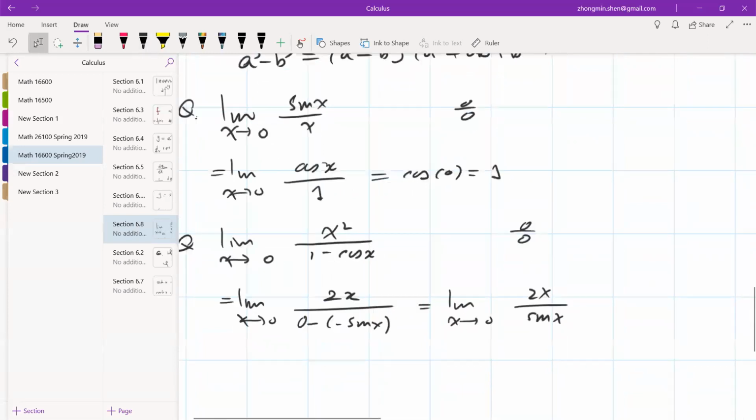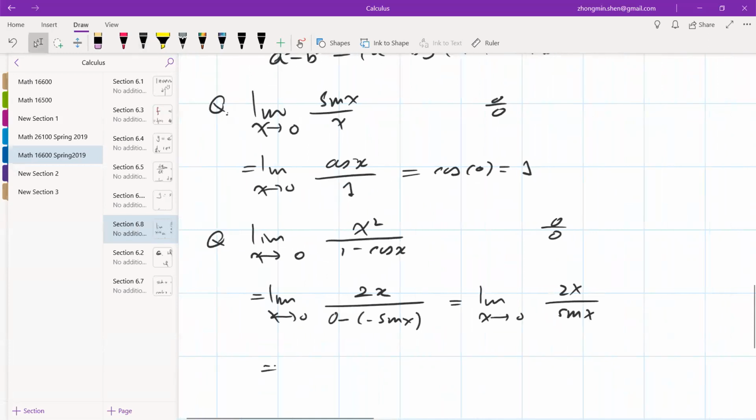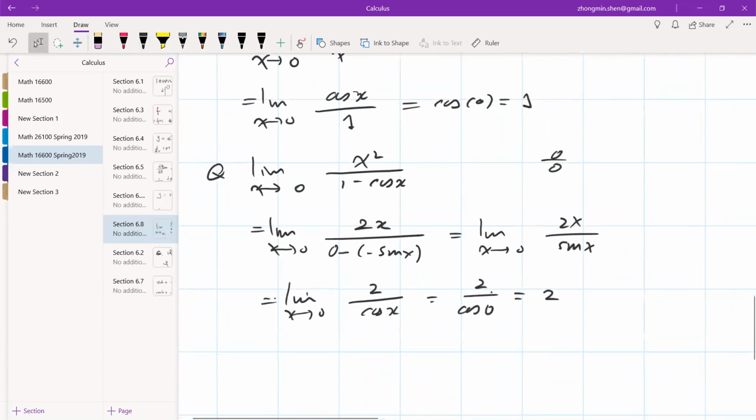But you can continue applying L'Hopital's rule to this problem, because this is a 0 over 0 type. When you differentiate, the numerator is 2, and the denominator is going to be cosine x. So that will be cosine 0, and the answer will be 2.